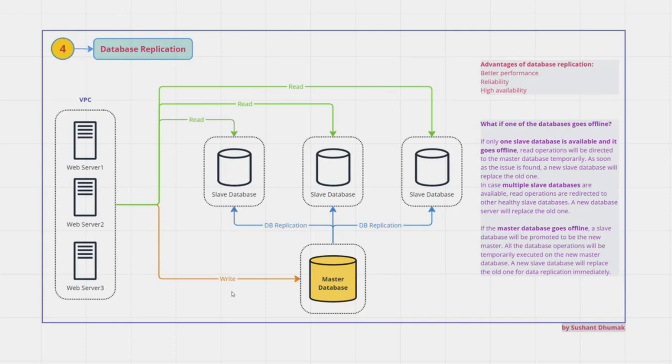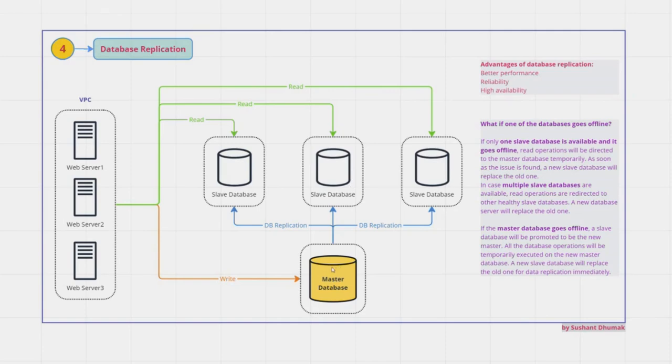What does better performance mean? Now, because the read requests are separated out from the write requests, you will get a better response, and you can have parallel requests. At the same time, some user can write something to the master database, some user can read from a slave database, and other users can also read from other slave databases as well.